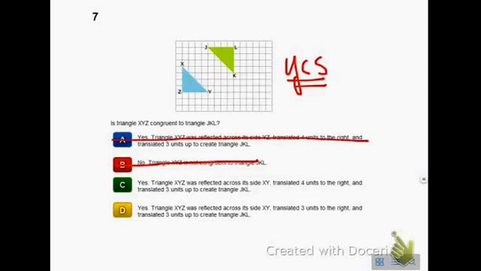C. Yes, triangle XYZ was reflected across its side YX, which is this side here. So that means it's going to come like this. And it was translated 4 units to the right. 1, 2, 3, 4. And 3 units up. 1, 2, 3. So that's still not exactly where it's supposed to be. So I would say it's not C.